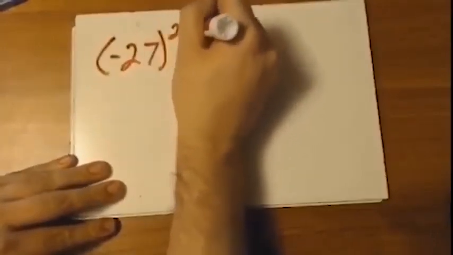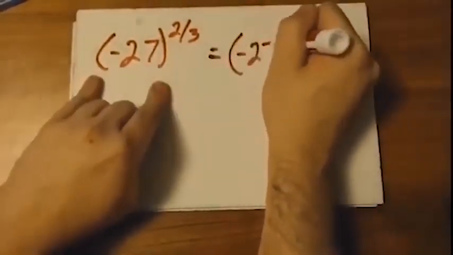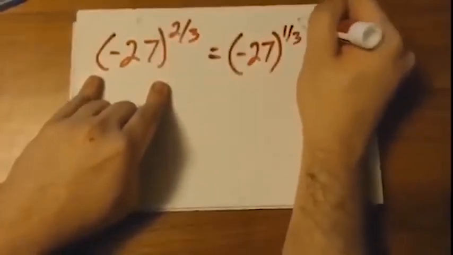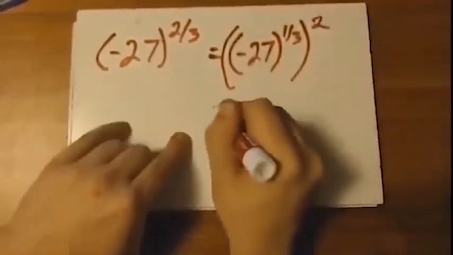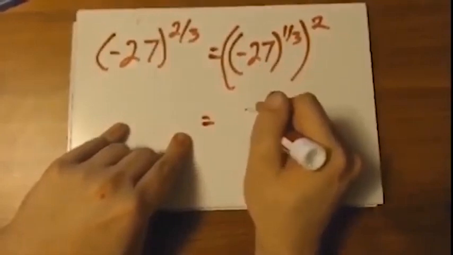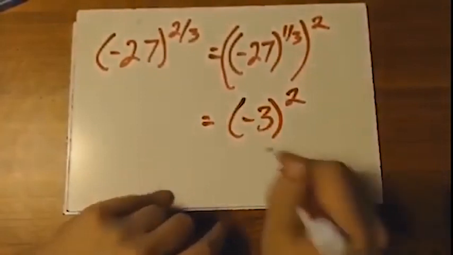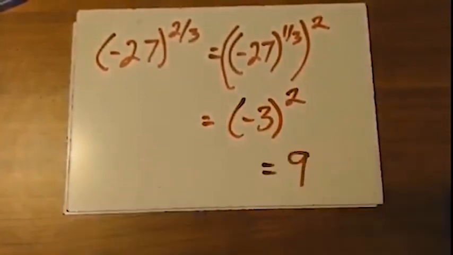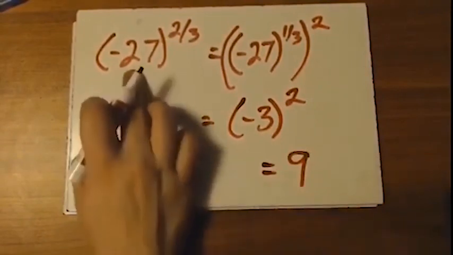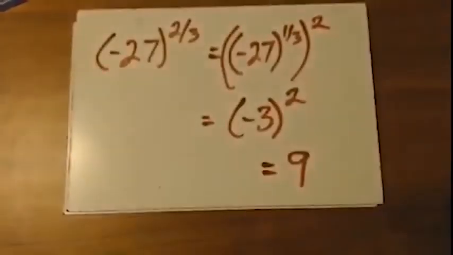D, negative 27 to the 2/3. Parentheses are included here. This is negative 27 to the 1/3 squared. The cube root of negative 27 is negative 3. Negative 3 squared is positive 9. And it would end up positive either way. If we squared negative 27, it'd be a positive number. The cube root of that number, 9.